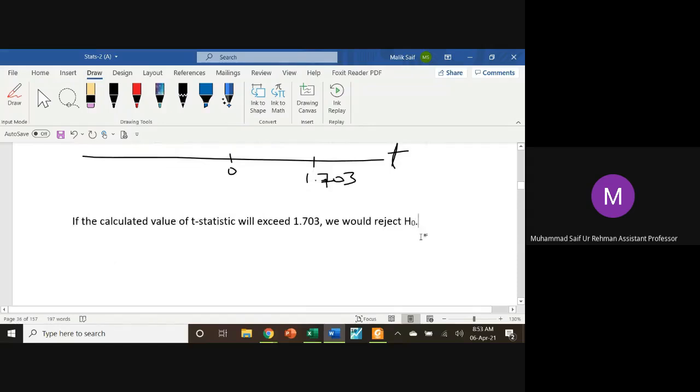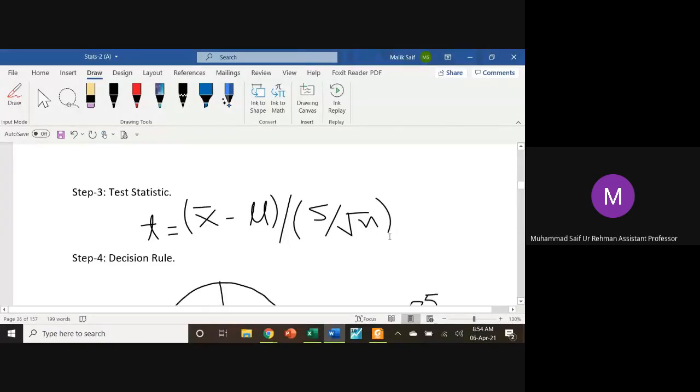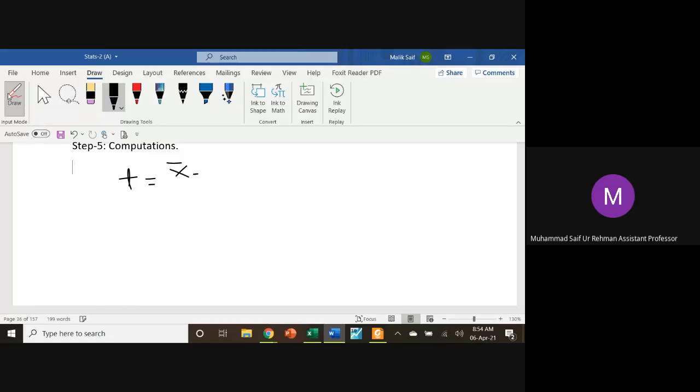Then you will come to the fifth step. You write down here step 5. What is this step? This step is computations. So here you will substitute the values in the formula that you have written in the third step. So let us substitute the values over here. First of all, you will again write the formula. T is equal to x bar minus mu divided by s divided by square root n.